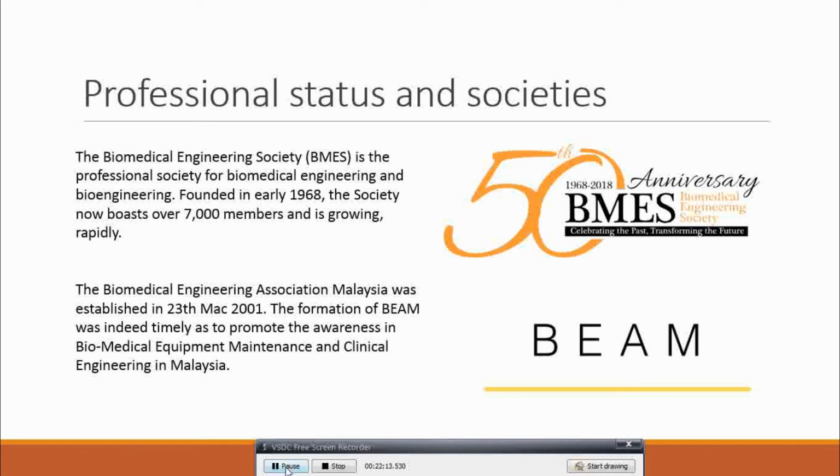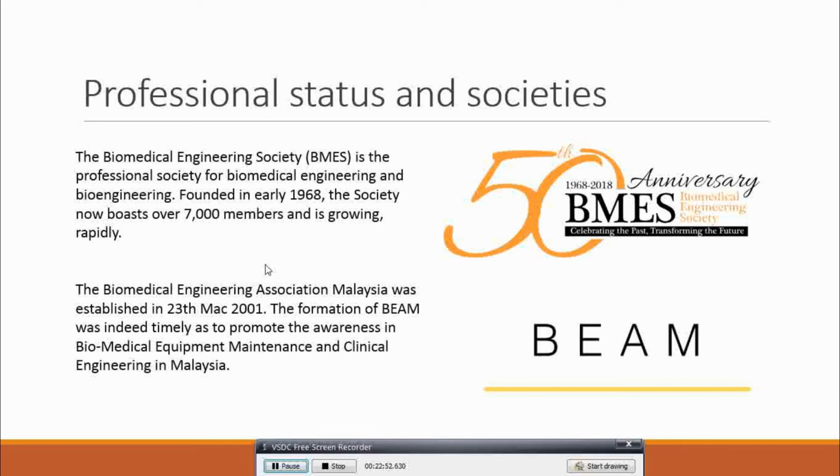Moving on, another important part as biomedical engineers is that we are involved with the body or the firm, and also with the societies. For example, the one I show in this slide is the Biomedical Engineering Society, BMES, in the bioengineering field. It's a professional society founded in 1968. The society now boasts over 7,000 members and growing. So until today they have this Biomedical Engineering Society.